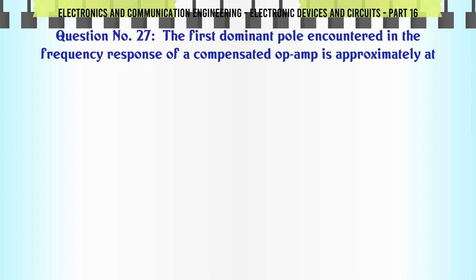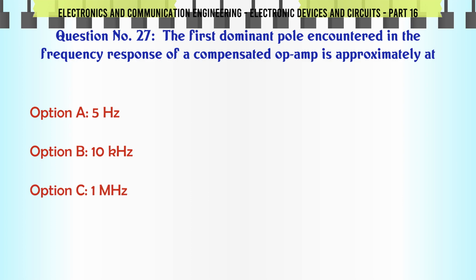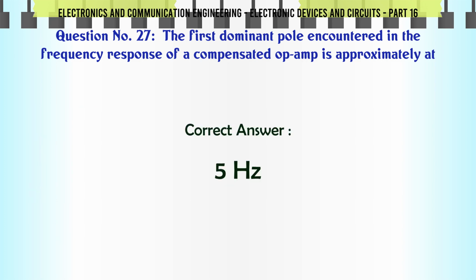The first dominant pole encountered in the frequency response of a compensated op amp is approximately at A. 5 Hz, B. 10 kHz, C. 1 MHz, D. 100 MHz. The correct answer is 5 Hz.